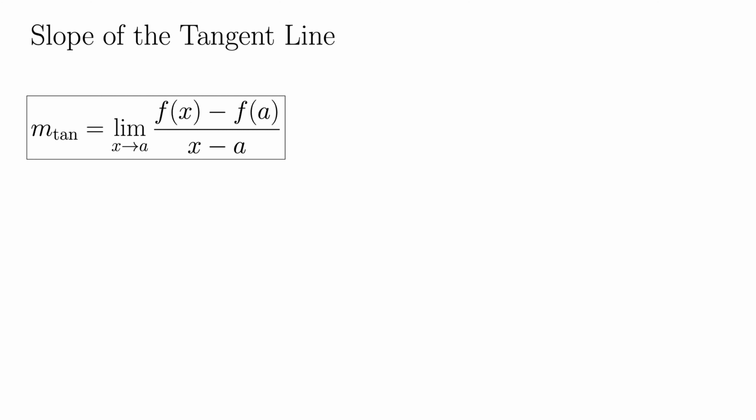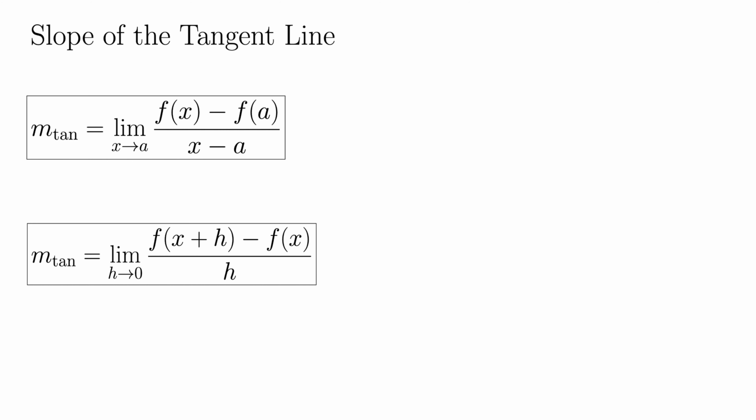The first equation for the slope of a tangent line, which we write as m sub tan, that m is our standard slope m, is equal to the limit as x goes to a of f of x minus f of a all over x minus a. You may recognize that as the difference quotient, f of x minus f of a all over x minus a. And that's why we spent so much time studying the difference quotient, because now we use it to find the slope of the tangent line.